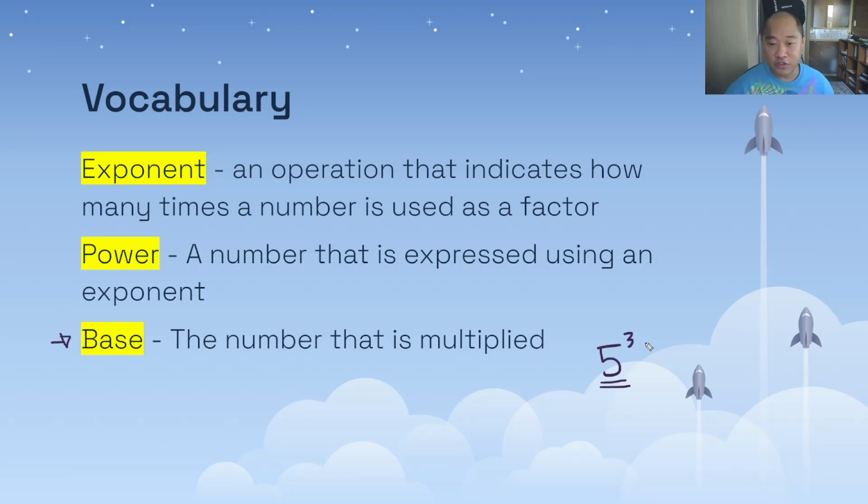This operation here is 3 times, right? So that number that is expressing the exponent, that's called the power. Okay, so this base has an exponent. The exponent's power is 3.